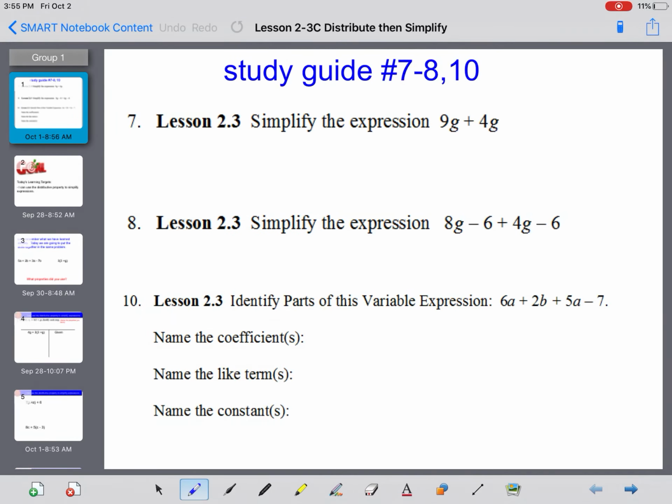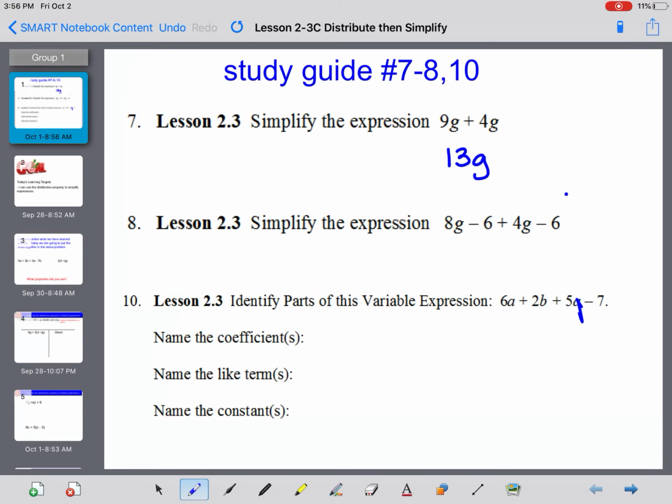All right. The first thing you're asked to do is to simplify the expression. I see I have two terms in this expression, 9g plus 4g. I see that they are like terms, so that means I can add them together and call them 13g.